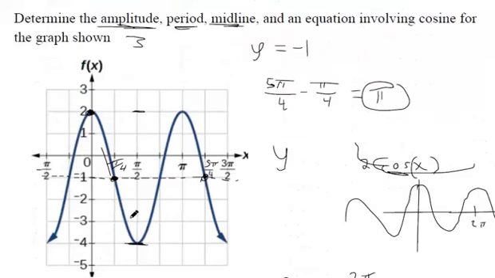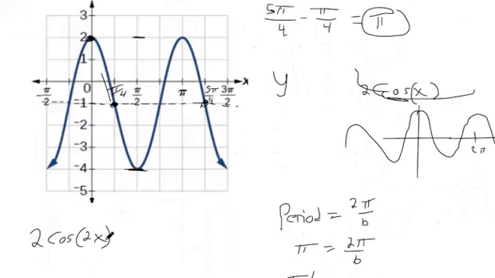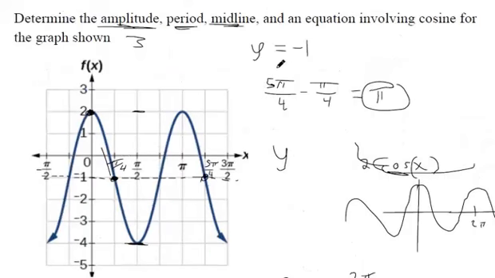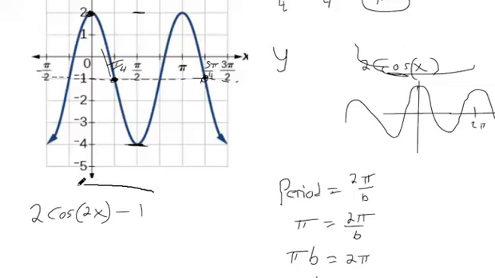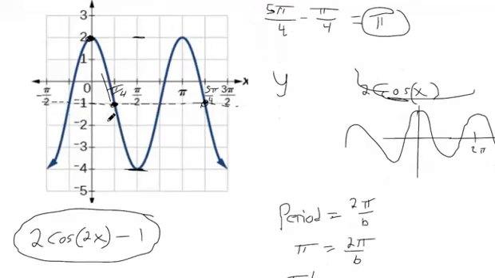And then you would add or subtract something if you're making a vertical shift. This one has a vertical shift of down 1 unit. In other words, the midline always comes at the end here. It's a -1 for our midline, so I put a -1 at the end. So that's the equation that involves cosine that matches that graph.